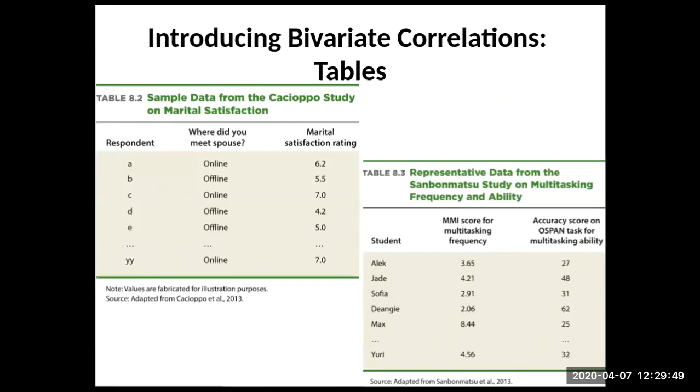Looking at the data from the table on the right, what we see here, for table 8.2, is marital satisfaction. So where you met your spouse is categorical. You either can answer online or offline. So here we see person A met them online, and your marital satisfaction on a scale of 1 to 7, 1 being the worst, 7 being the best, is a 6.2. Person B met them offline, 5.5. Person C online, 7.0. Blah, blah, blah, all the way down to person YY, who met their spouse online and has a perfect 7.0 rating.